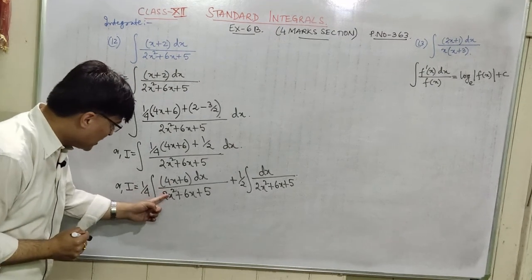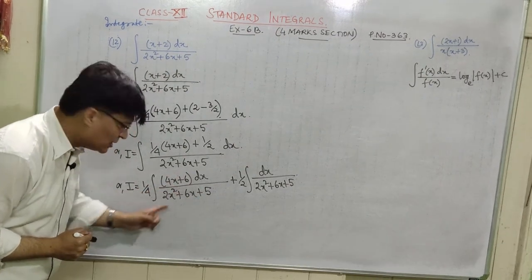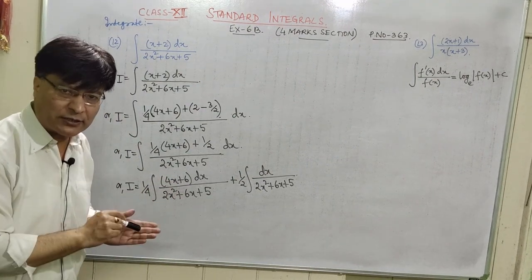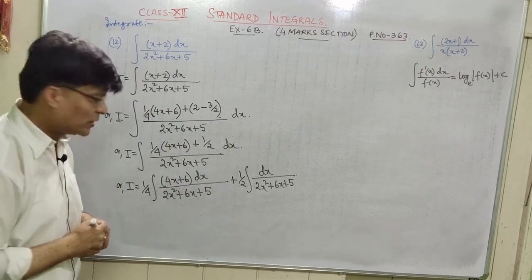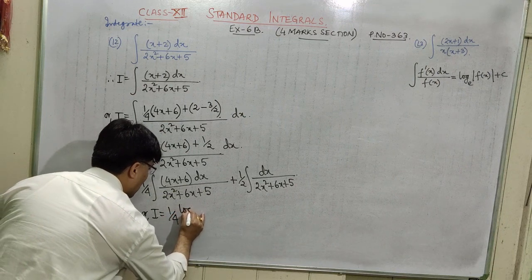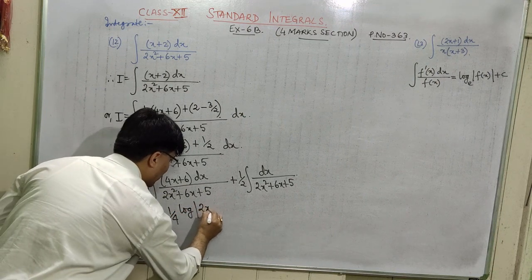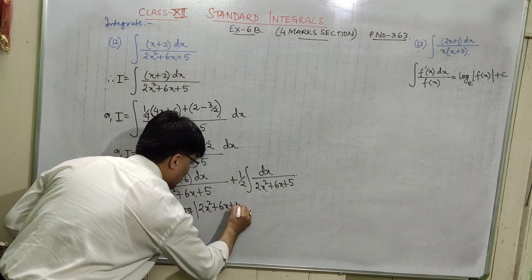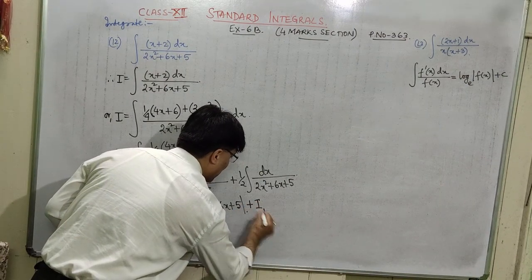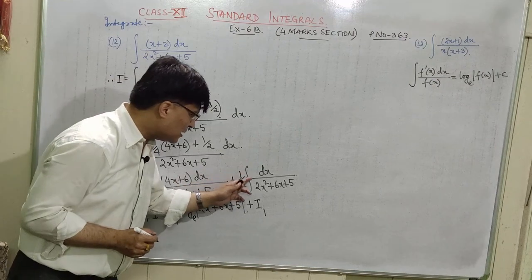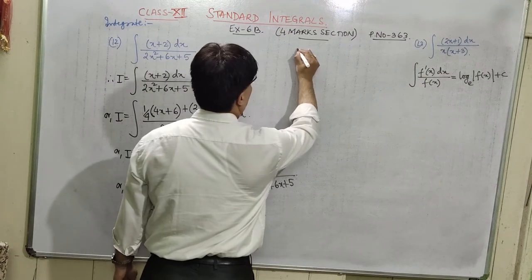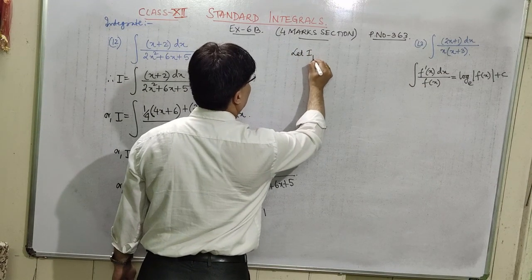Similarly, differentiation of the denominator is the numerator, isn't it? That is, differentiating 2x square plus 6x plus 5 gives 4x plus 6. That means we are getting the numerator after differentiating the denominator. So what is the formula that you can use here? It is I is equal to 1/4 log within mod 2x square plus 6x plus 5 mod sign close, the base is e, plus I1. So let us mark this integration as I1 and find out the value for I1 now.